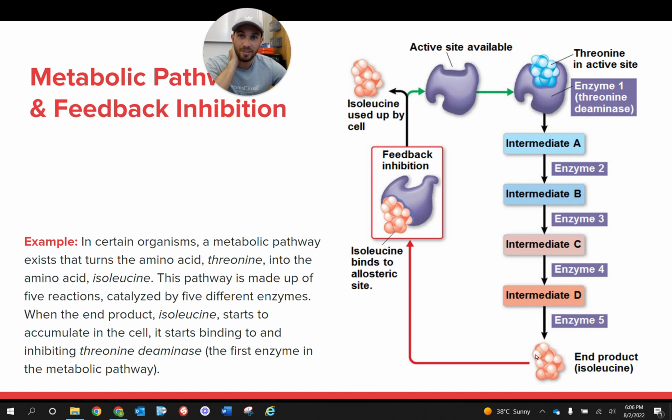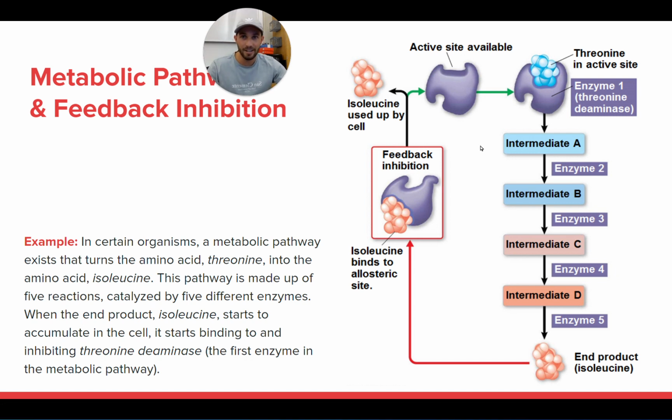And when there's not a lot of isoleucine, if the cell is using a lot of isoleucine and it's using it quickly, well then this pathway will probably stay on because we're going to make isoleucine and it's going to be used up and it's not going to accumulate in the cell, and it's not going to get to a point where it's going to start inhibiting this earlier enzyme. So anyway, that's what's happening here.